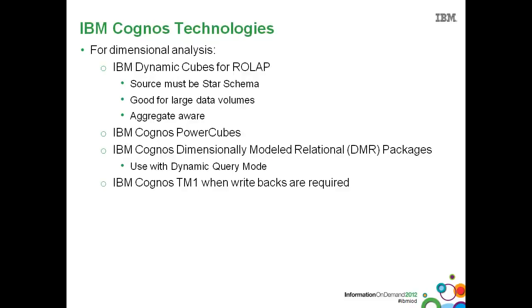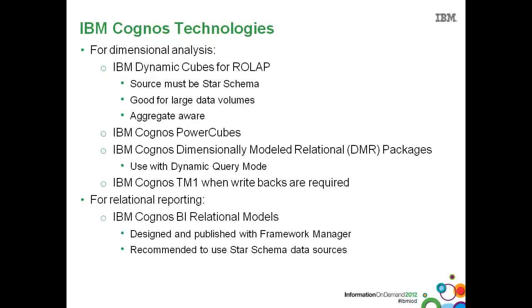We also have IBM Cognos TM1 as another OLAP technology, and this is great for when writebacks are required, as is with planning applications. And some shops that already have TM1 for their planning applications may also choose to use it for their BI reporting. And for straight relational reporting, we have our standard IBM Cognos BI relational models. Again, designed and published with Framework Manager, as is DMR. And it is recommended to use star schema data sources. Again, because it's an industry standard and our tools are optimized for that structure.